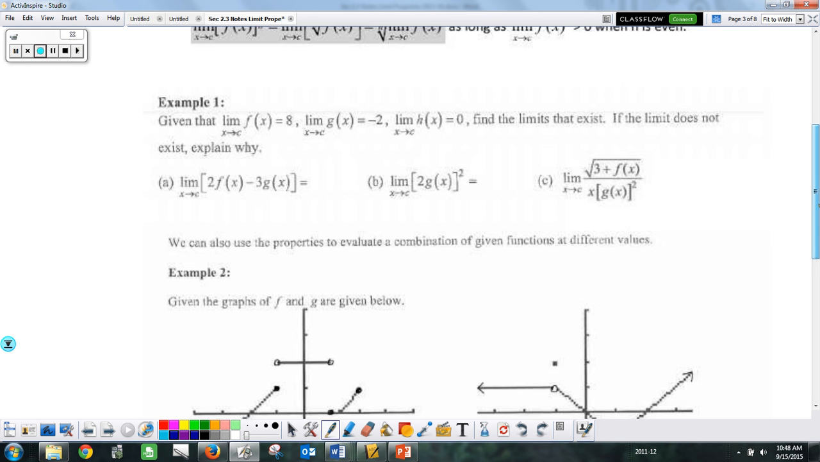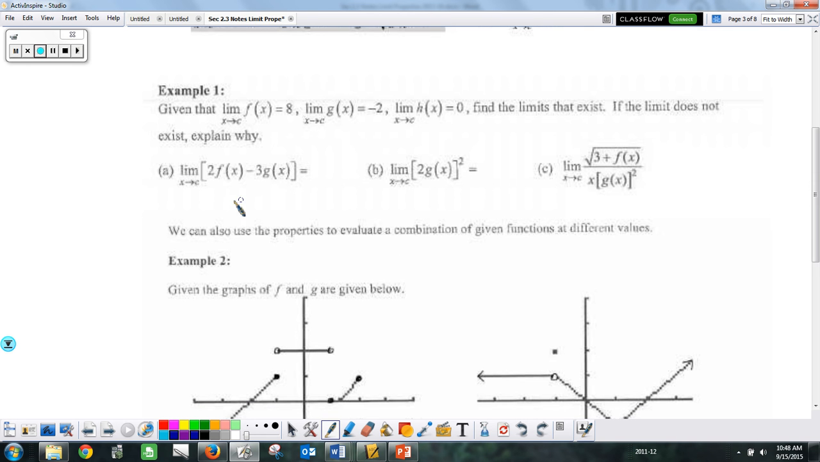All right, let's take a look at some examples. So here in this first one, we have a given limit. The limit exists, it's 8. The limit for g is -2. The limit for h is 0. And we want to find the limits that exist. Okay, and if it doesn't exist, we're going to explain why. So now let's take a look at this. Here, the first thing is I have the limit of a difference.